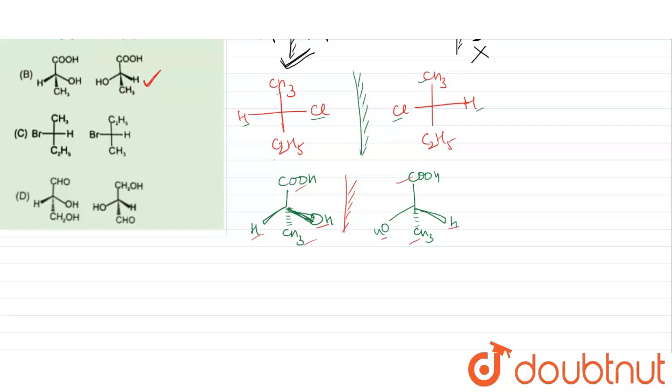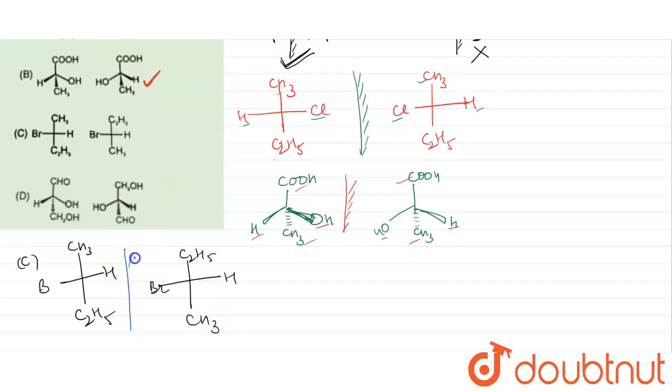Coming to option C. C has CH3, Br, H, C2H5, and next is C2H5, Br, H, CH3. Now if we put a mirror between these two, the very first thing you should notice is that H is towards the mirror, but here Br is towards the mirror. Here C2H5, here CH3 is present; here CH3, here C2H5 is present; here Br is present, and here H is present. So this is not an enantiomer.